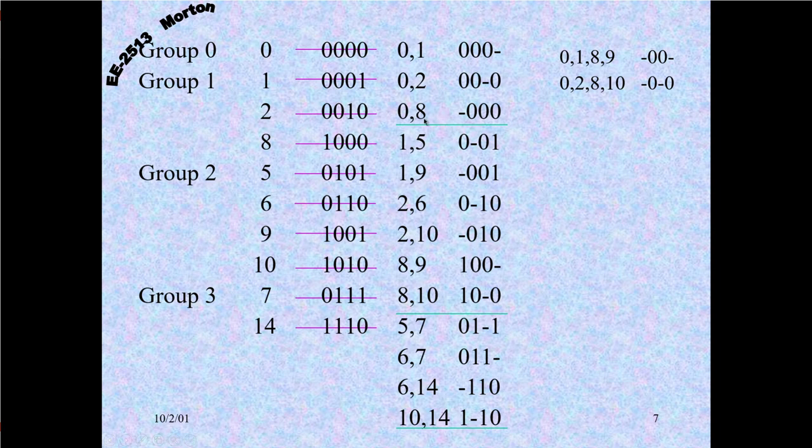So what about 08? Well, it's missing an A variable. So we have possibly 19, possibly 210. Can it combine with 19? Yes. So that's going to be 0819, and it's going to be dash 00 dash, or B prime C prime. Well, look at that. We already have a B prime C prime. Isn't that interesting? So we're just going to delete one of these because we don't need two of them. And that just shows you, anytime you have a group of four, there's always two ways to get to a group of four.